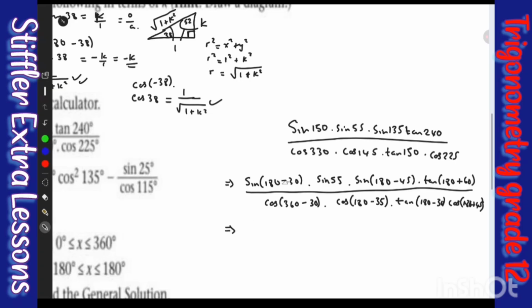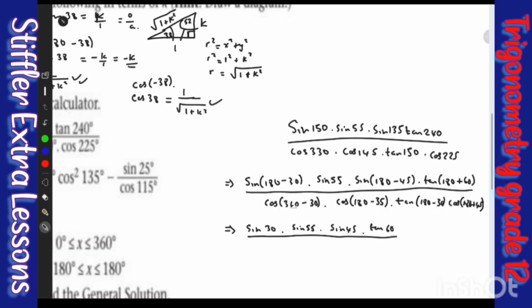So sine 180 minus 30, this is in the second quadrant, sine is positive, so this becomes sine of 30. Sine 55 doesn't have a special angle, and we didn't reduce this. And sine of 180 minus 45, still in the second quadrant, this becomes positive sine 45. Tan 180 plus 60 is in the third quadrant, and tan is positive, so this becomes tan of 60.